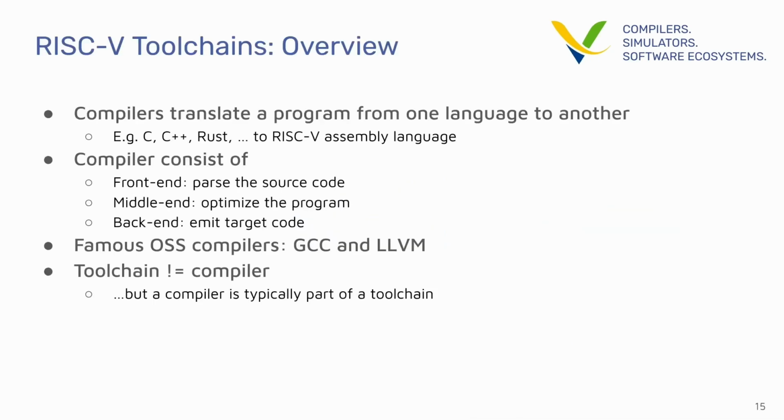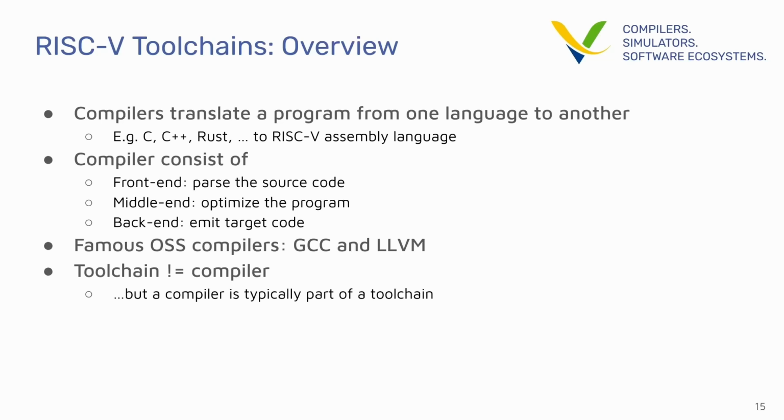Let's talk about compilers. Compilers translate a program from one language to another one. For example, a C compiler compiles C code into some assembly language. Compilers, from a high-level view, consist of three parts. The language front end, which is parsing the source code. The middle end, which is transforming and optimizing the code. And the back end, which emits the target code.